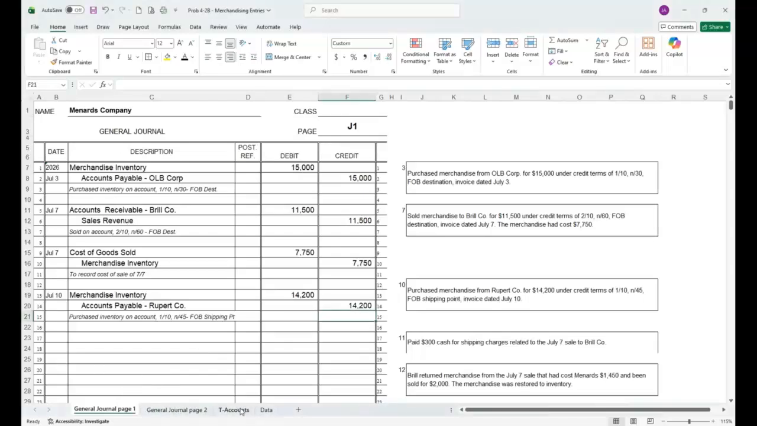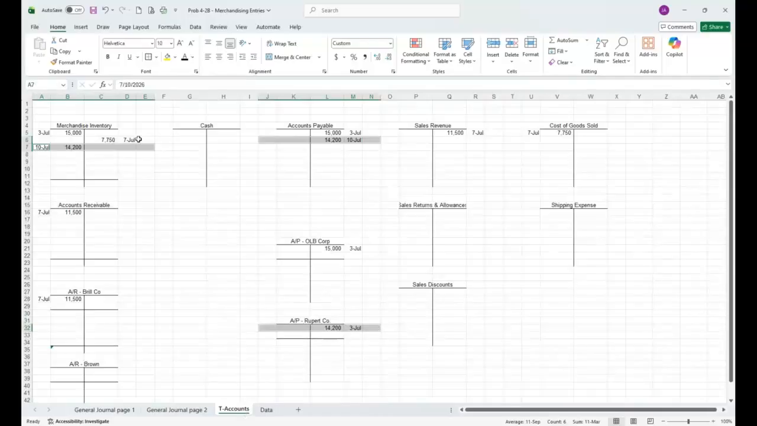We're going to go to the T accounts. You can see the debit to merchandise inventory, the credit to the general ledger accounts payable account, and also the credit being mirrored in the subsidiary ledger to Rupert Company.